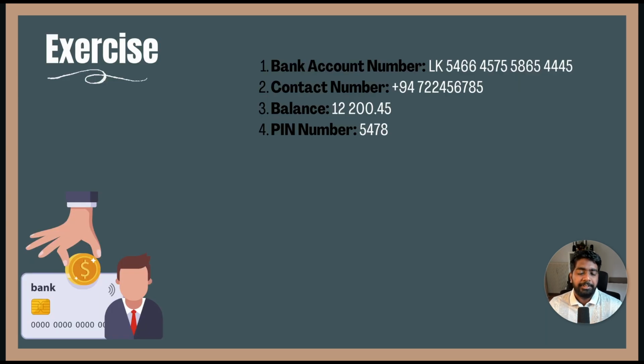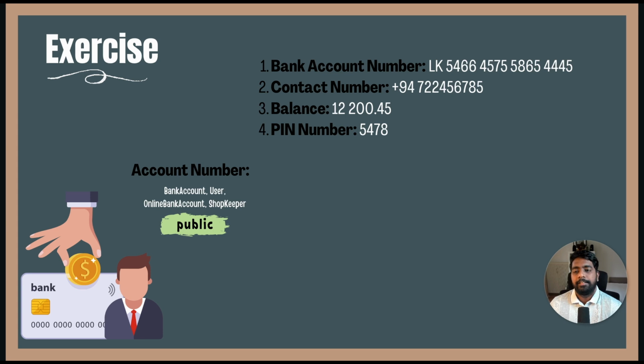For example, I have shown you 4 different data items that are involved in this scenario: the bank account number, your contact number, the balance in your bank account, and also the PIN number of your bank account. From these 4 data values, the first one, the account number, can be considered public data, which means it is accessible to anyone. According to our story, it will be available to the bank account, user, online bank account, and shopkeeper classes. Therefore, we can utilize the public keyword as the access modifier.